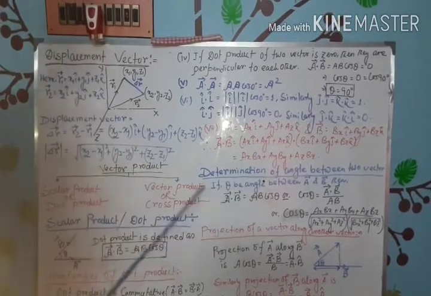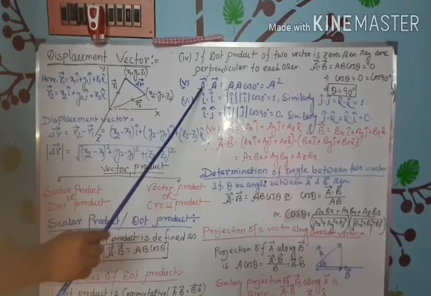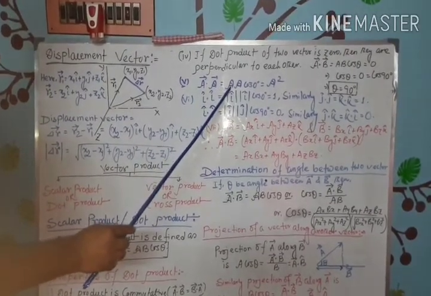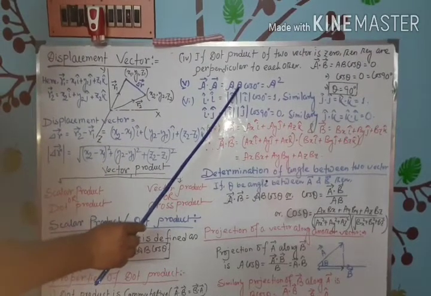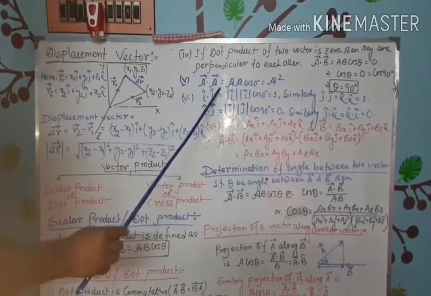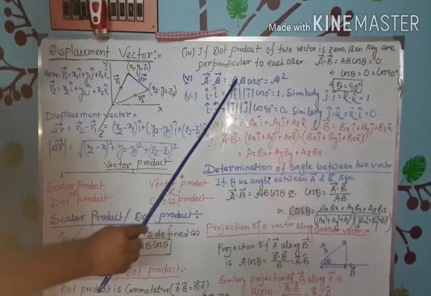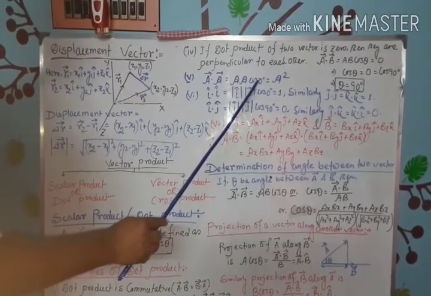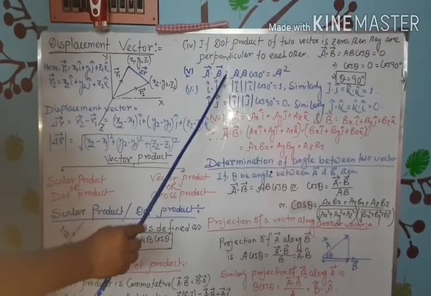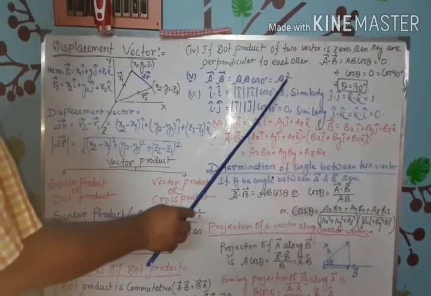Clear? Next, the dot product of two same vectors. Here A vector dot A vector. So according to the definition, magnitude of A into magnitude of A into cos of the angle between them. Remember, among the same vector, the angle is considered as 0 degree. So A squared cos 0 is 1, that's why A square. Therefore dot product of two same vectors is equal to the square of the magnitude of that vector.